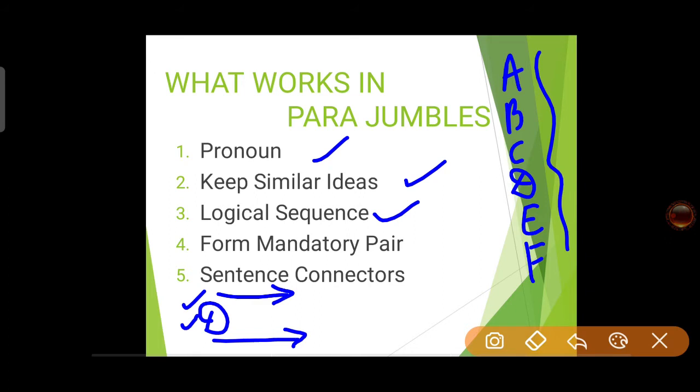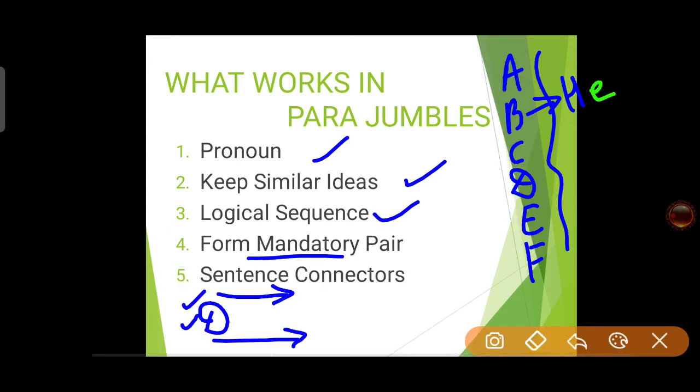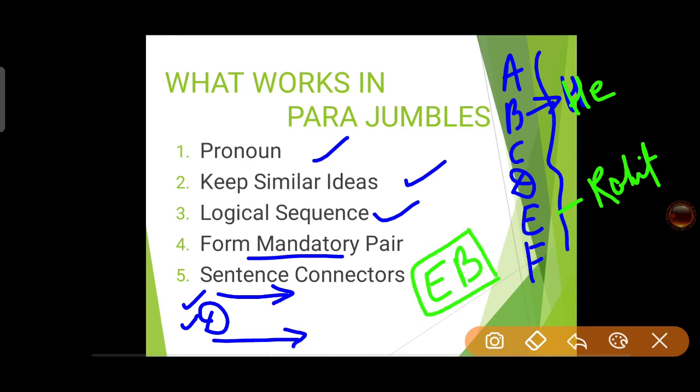Okay, next, form a mandatory pair. Means what is a mandatory pair? Like, as I told you earlier, in B it is written he. Okay, and in E he is used for Rohit. Just assume, then this can form a mandatory pair, like E will be used first and then B will be used. So this is a mandatory pair.